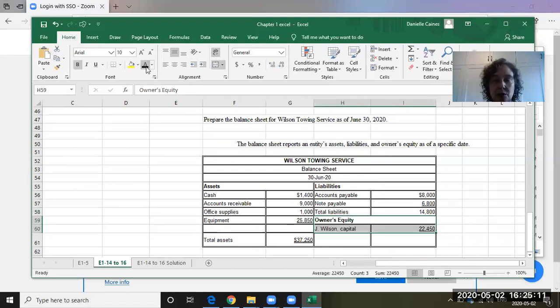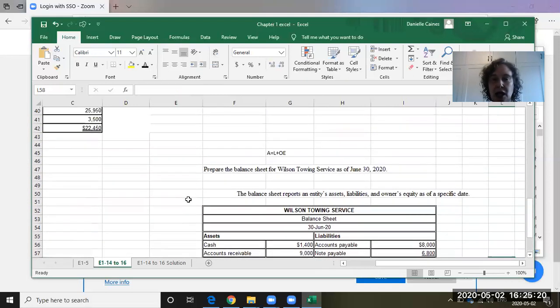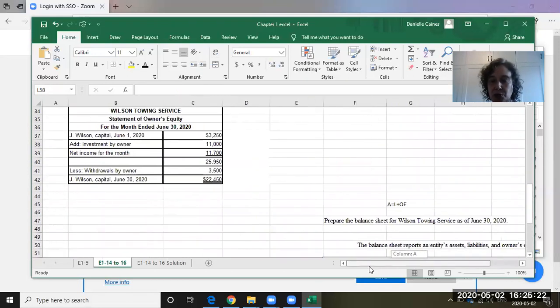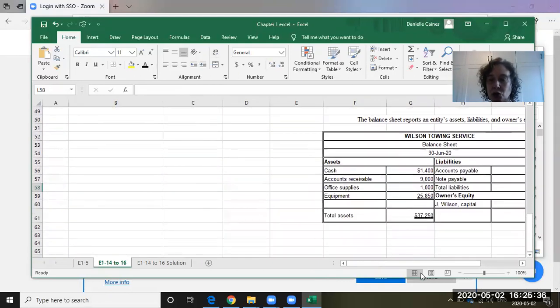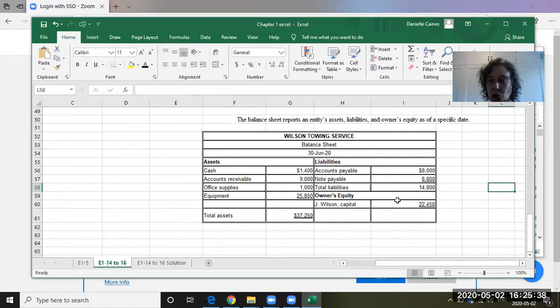Next we have our owner's equity. So assets equals liabilities plus owner's equity. So we're going to have a heading called owner's equity. And J. Wilson Capital is going to come from the statement that we just prepared. So we said at the end of the month, after we add in our investment, after we take our net income into account, and we take our withdrawals into account, we had $22,450 left at the end of the month. That's our total. So J. Wilson Capital, $22,450, comes from our statement of owner's equity.